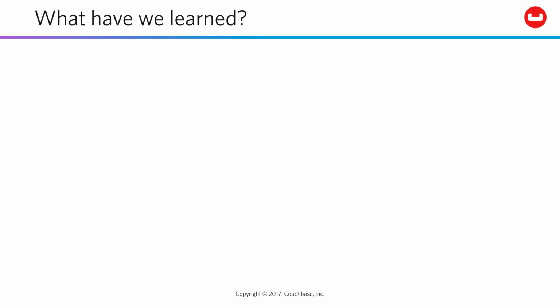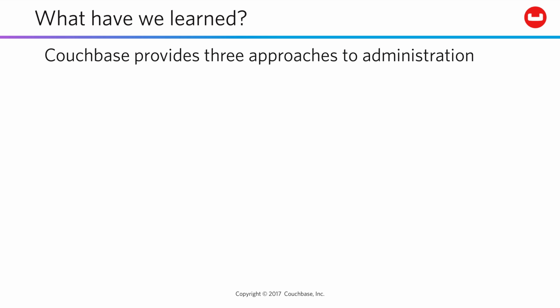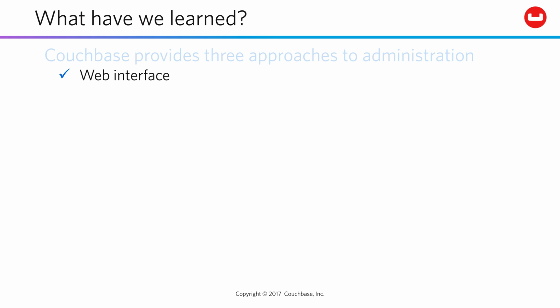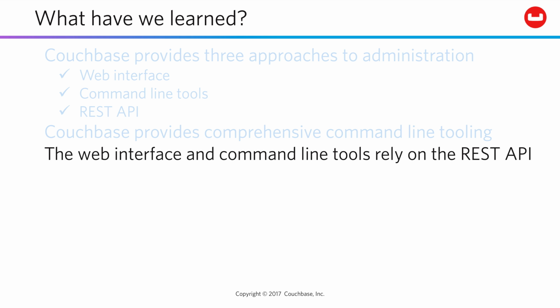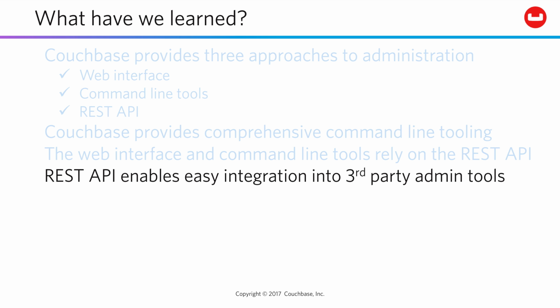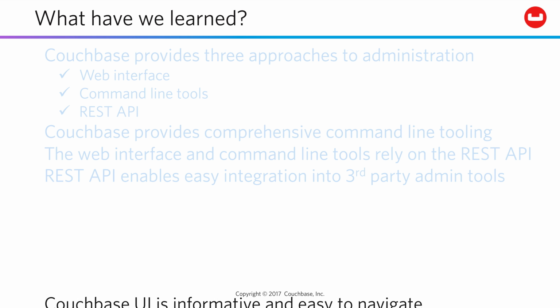So what have we learned? Well, Couchbase provides 3 approaches to administration: a web interface, command line tools, and a REST API. We have comprehensive command line tooling. The web interface and command line tools both rely on the underlying REST API. The REST API enables easy integration into third-party tools and your own custom tools.